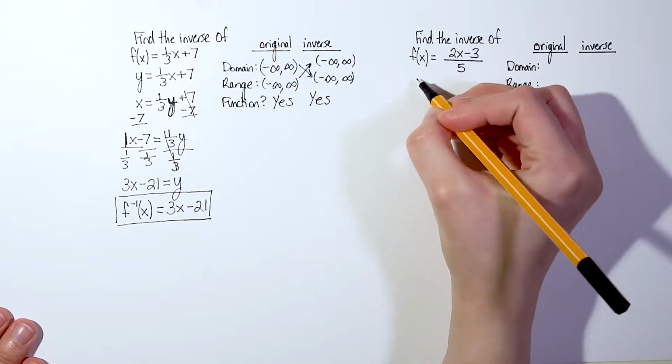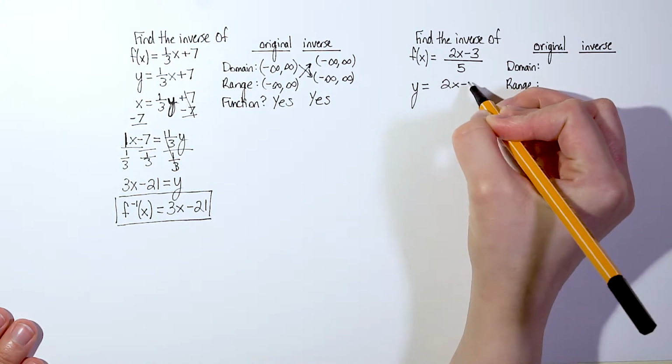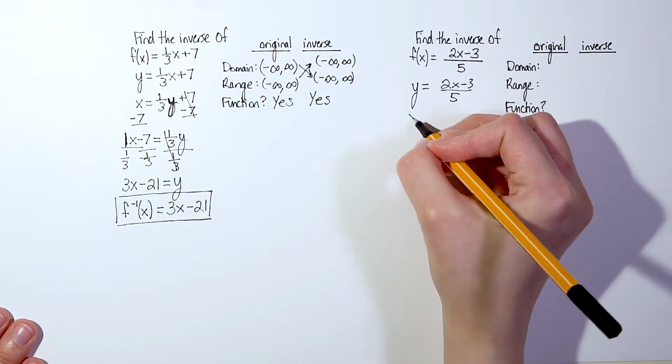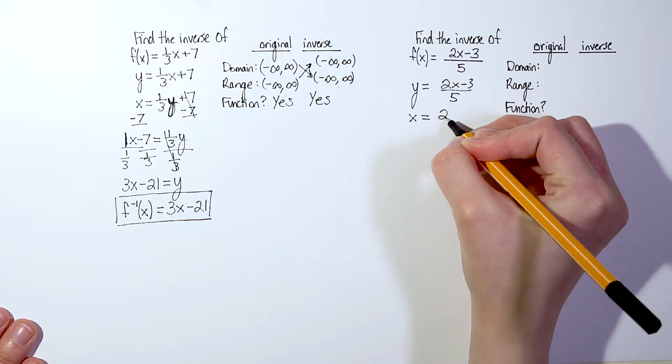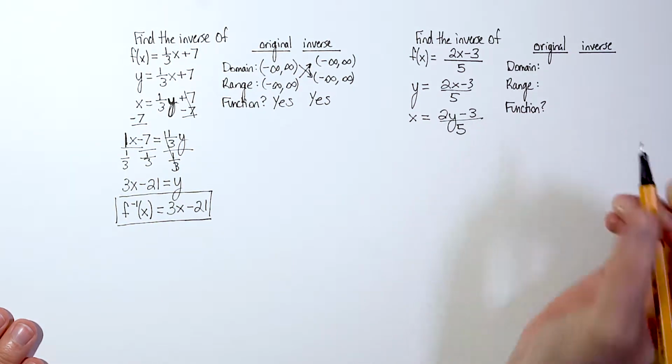Remember, instead of f of x, we're going to write y. Keep everything the same right now. And then we switch our x and our y. So we're going to have x equals 2 times y minus 3 over 5.